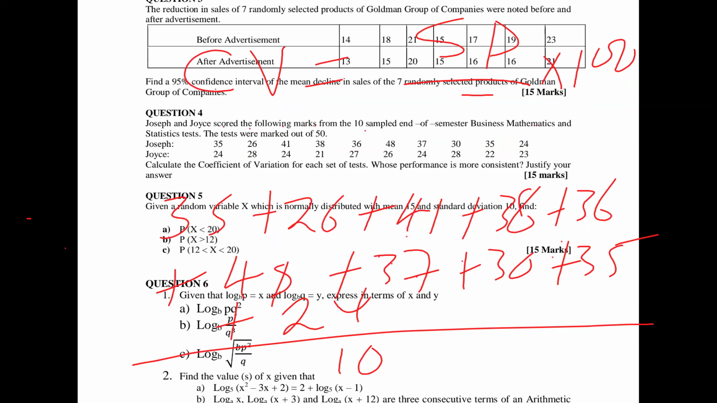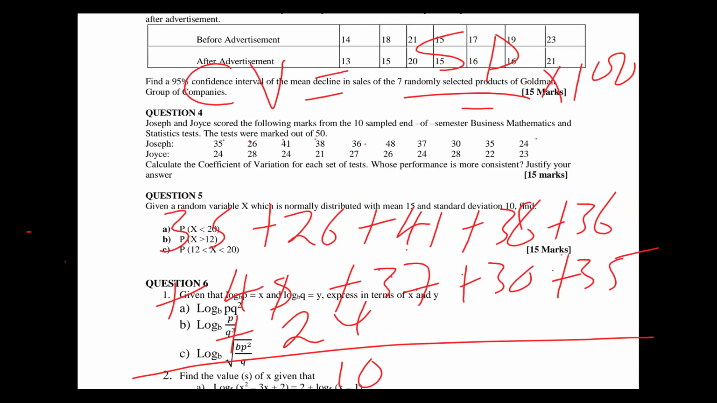Do the calculations quickly, add those, consolidate them, and then from the consolidation, you should be fine. If you have done the right thing, you should be able to find 350 divided by 10. That should give you 35 as the mean for Joseph. Okay? So the mean for Joseph is 35, isn't it? 35. Yes, sir. What do we need next?